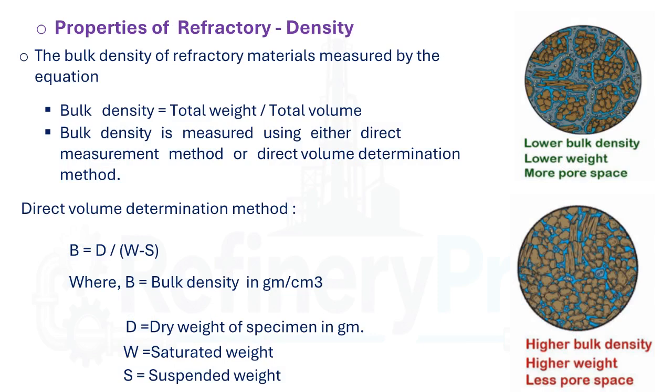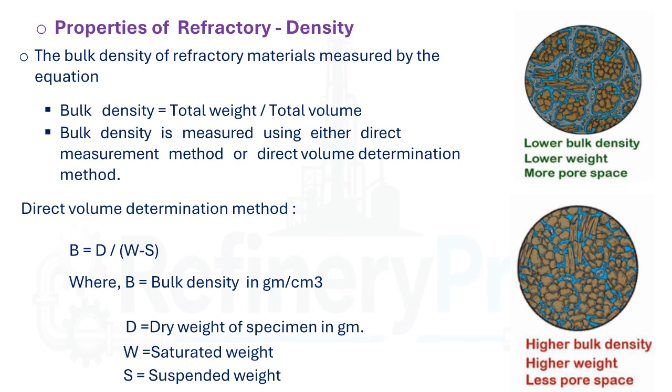Bulk density is calculated using a simple equation: total weight divided by total volume. At first glance, this seems straightforward, but the way we measure bulk density can make a big difference. There are 2 approaches: The first is direct measurement, which is fairly self-explanatory. The second, and more technically rigorous, is the direct volume determination method.